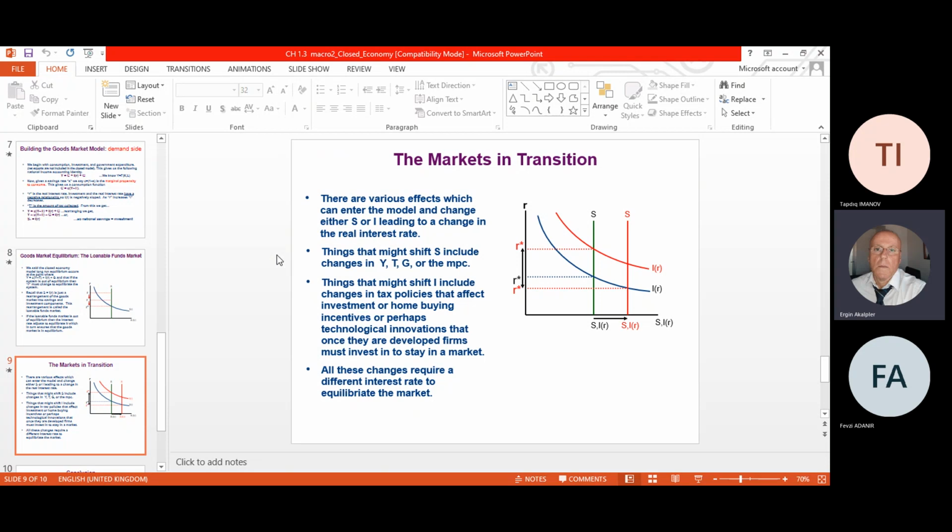Things on the graph that might shift saving include changes in output, taxes, government expenses, and the marginal propensity to consume. Things that might shift investment include changes in tax policies that affect investment or home buying, investment incentives, or perhaps technological innovations that, once they are developed, firms must invest in to stay in the market. All these changes require a different interest rate to equilibrate the market.